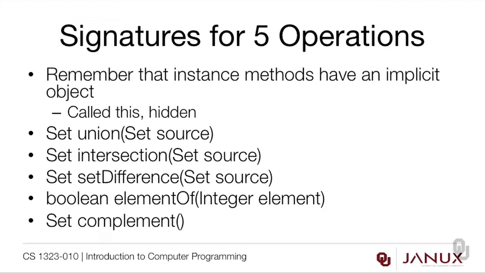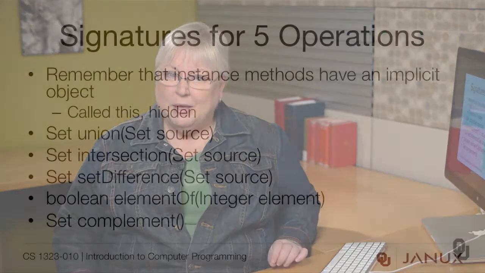Now here are the signatures for the 5 operations. Remember that these are instance methods, and instance methods have an implicit object. Now we could have written these as class methods if we wanted to. That would be a different set class, and in fact we could have put both the instance methods and the class methods in a single class. So this is what the signature would look like for instance methods.